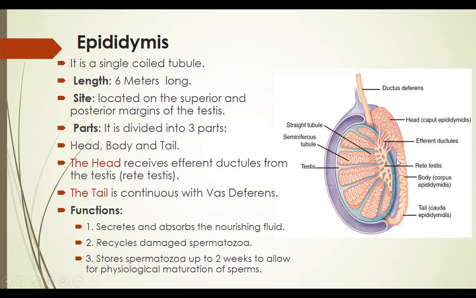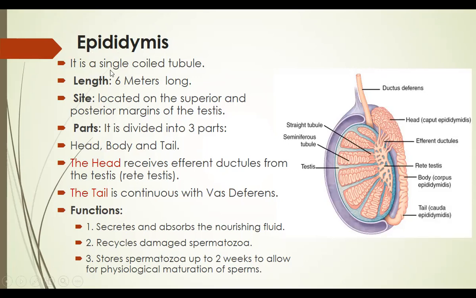So this coiled tube is in a very small area and it is divided into the head part, the body, and the tail. This is called the caput epididymis. This is called the corpus epididymis. Corpus means body, caput means head, and this is the tail, that is called the cauda epididymis. Cauda means tail. Okay, so these are the other terms which are used here. The tail is continuous with the vas deferens. If you see, this tail is continuous with a long duct. This is called the ductus deferens, or also called the vas deferens. So it continues as the vas deferens.